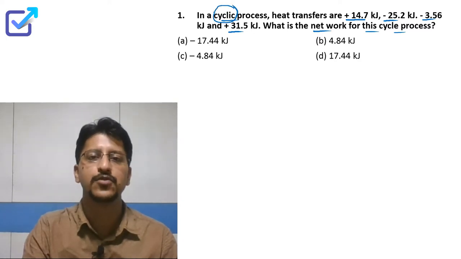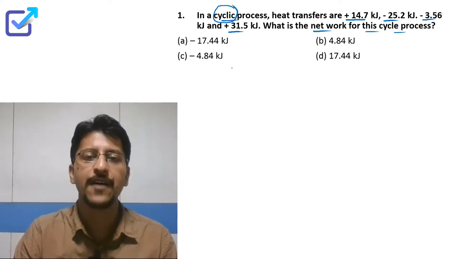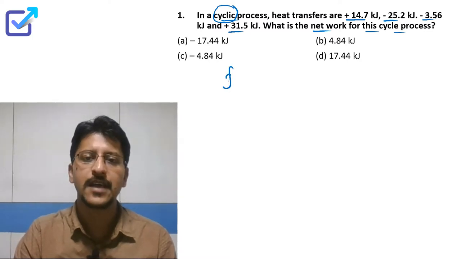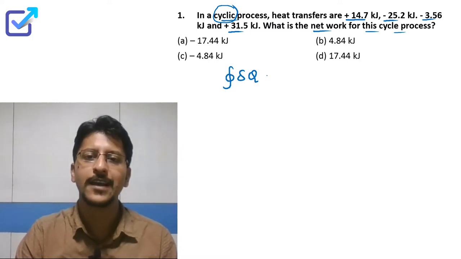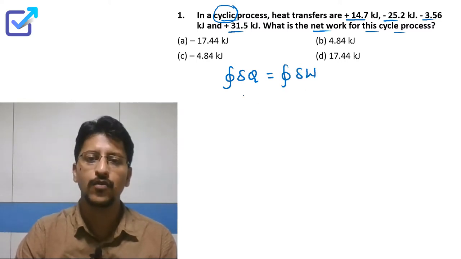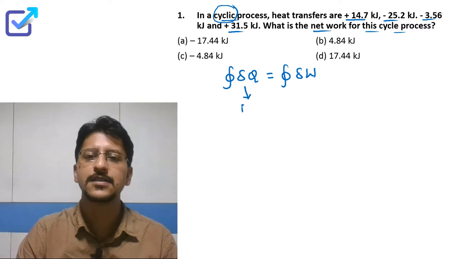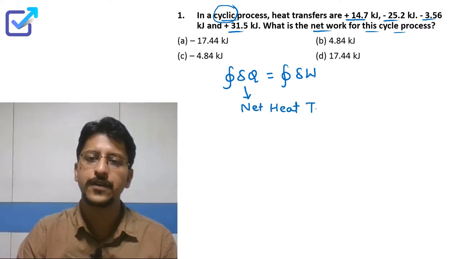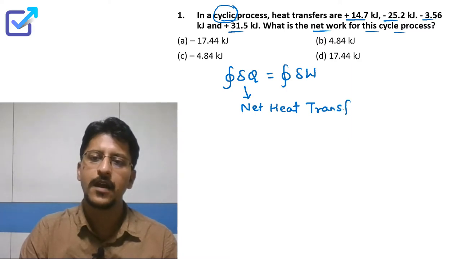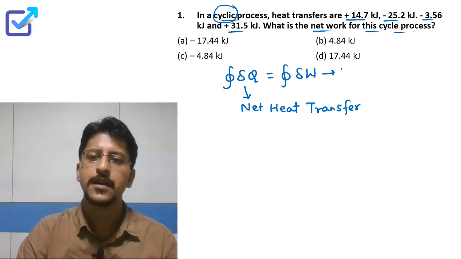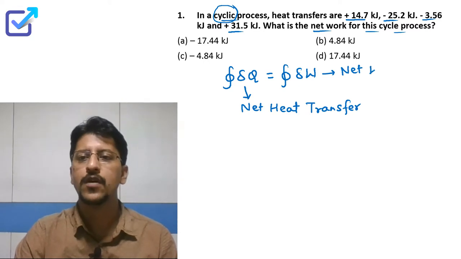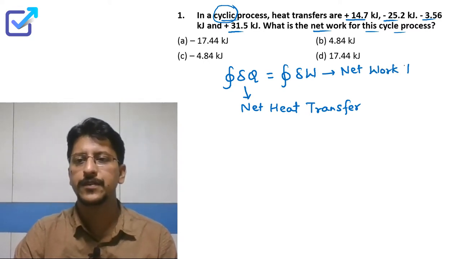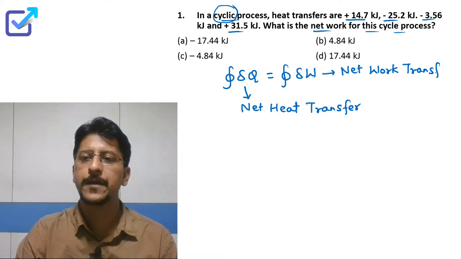It says it's a cyclic process, and for the cyclic process we have the first law of thermodynamics as the cyclic integral of del Q is equal to the cyclic integral of del W. Here, this is the net heat transfer and this is the net work transfer. Basically we have to find out the net work for the cycle.